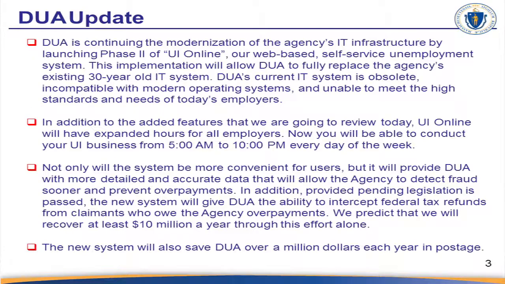DUA is continuing the modernization of the agency's IT infrastructure by launching Phase 2 of UI Online. This implementation will allow DUA to fully replace the agency's existing 30-year-old IT system. DUA's current IT system is obsolete, incompatible with modern operating systems, and unable to meet the high standards and needs of today's employers. In addition to the added features that we are going to review today, UI Online will have expanded hours for all employers.